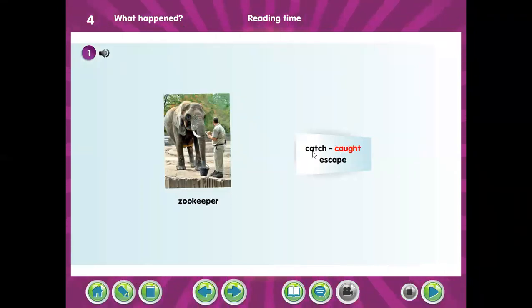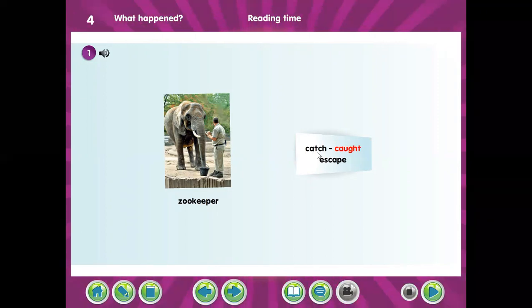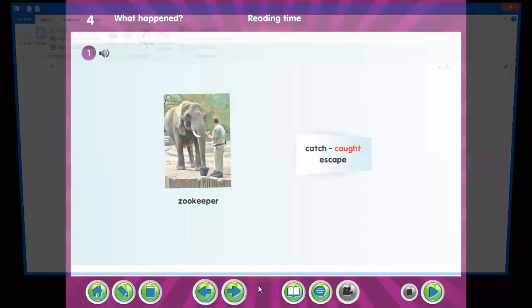Catch. Teacher, what is catch? Catch is an action. Catch means, in Spanish, atrapar. And the past is caught. Escape. You know what escape is, no? When you go out from one place. Escape from one place.